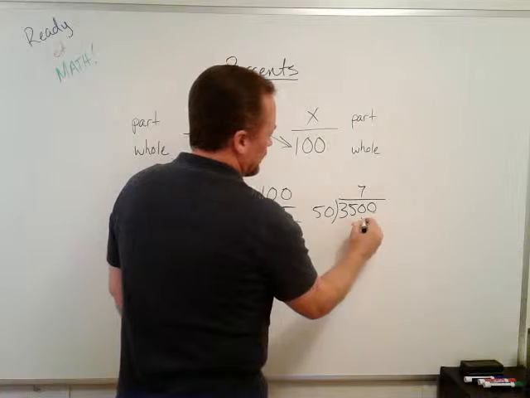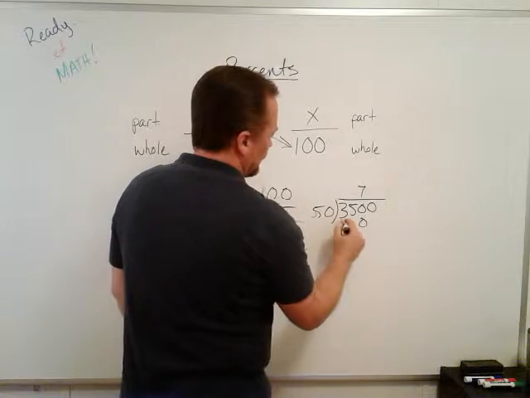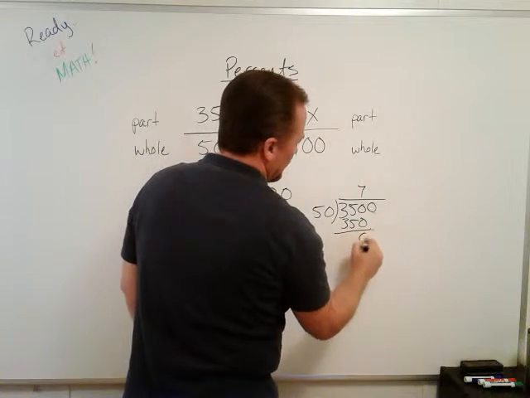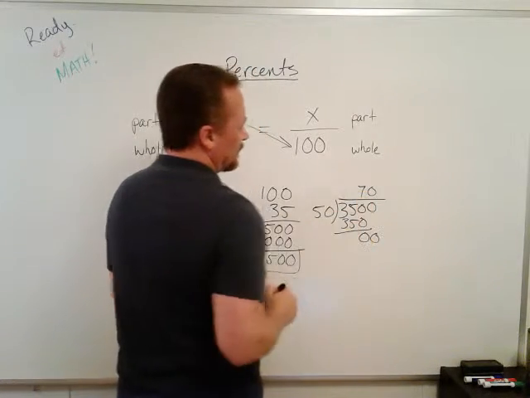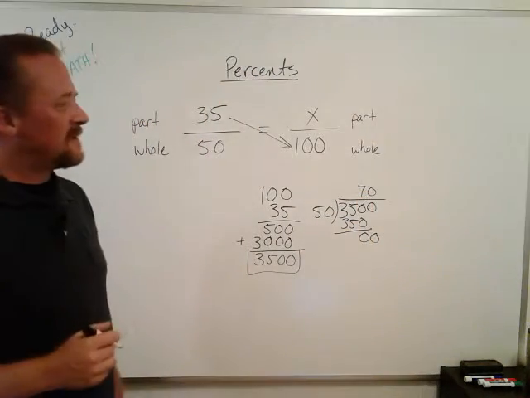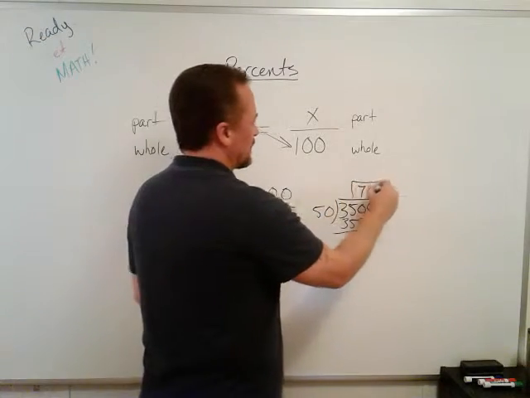7 times 0 is 0. 7 times 5 is 35. Okay, bring down one more 0. Fill it up right there. And that shows me my percent.